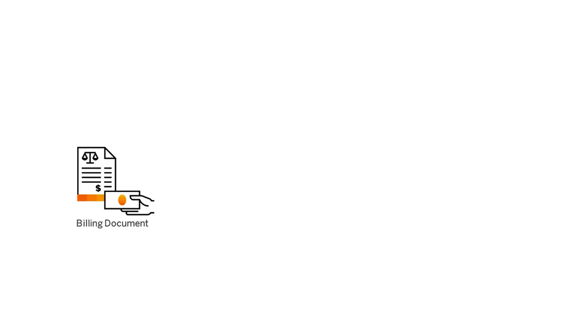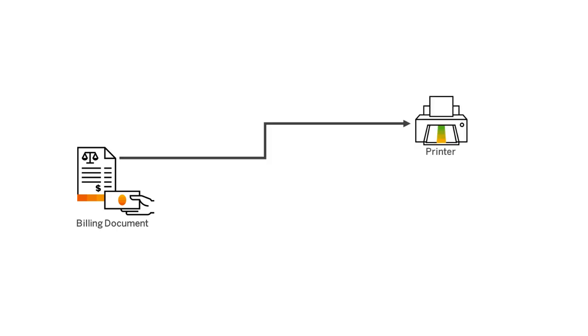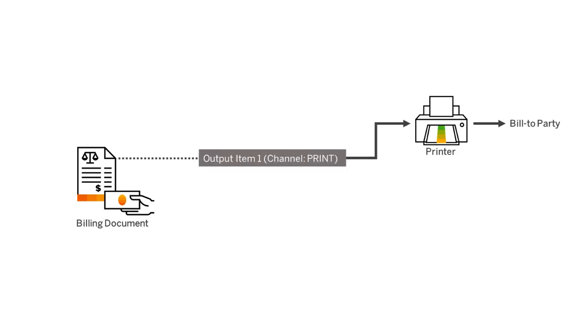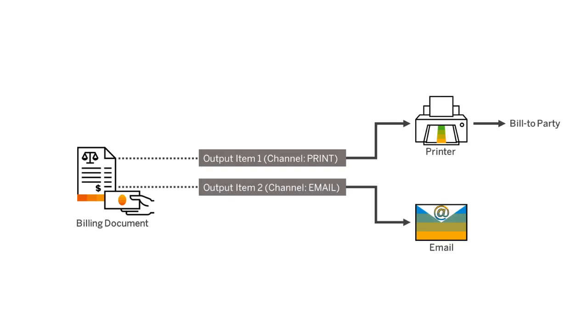Billing documents, such as invoices, usually need to be output. The standard output channel for billing documents is print, so that a printed copy can be sent to the bill-to party. In the system, each instance of the billing document to be output is represented as an output item. By adding additional output items for other output channels such as email, outputs of the same billing document can be sent to multiple receivers across different output channels.